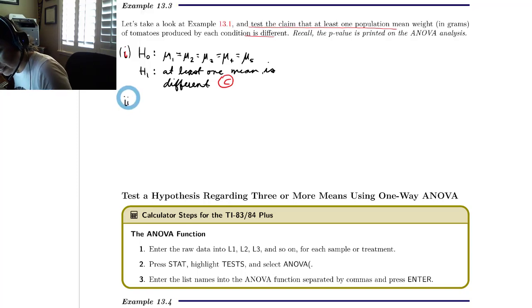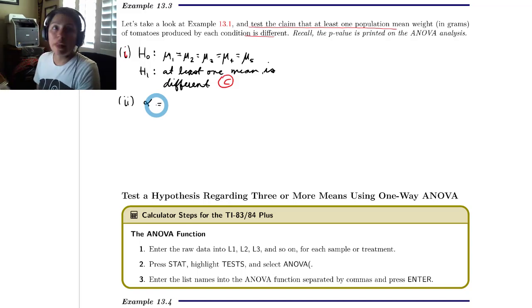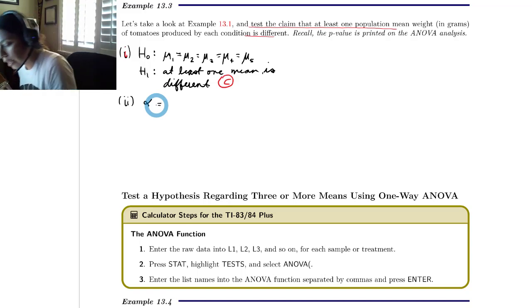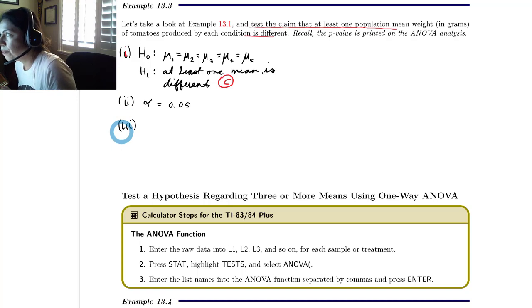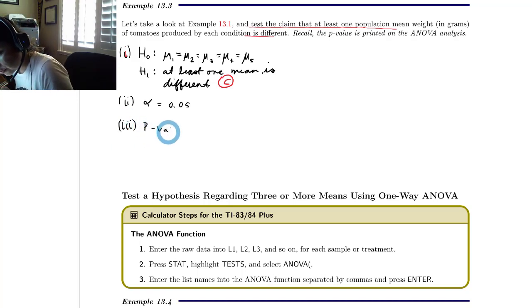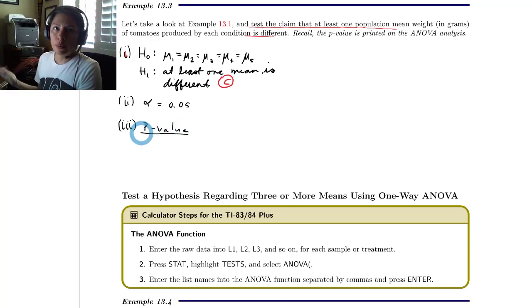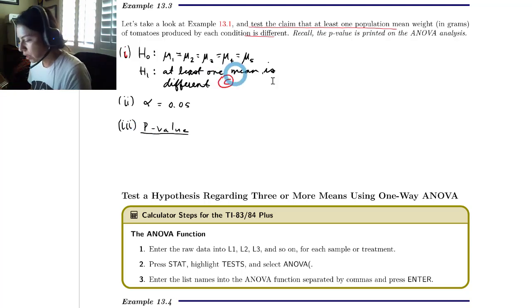The second part would be to identify an alpha. They don't give us an alpha, so we like using that 5%, right? So let alpha be 0.05. The third step is always to calculate that p-value. Okay, so this is the point where we'll go ahead and go back to the ANOVA analysis that was given to us regarding the tomato plants.